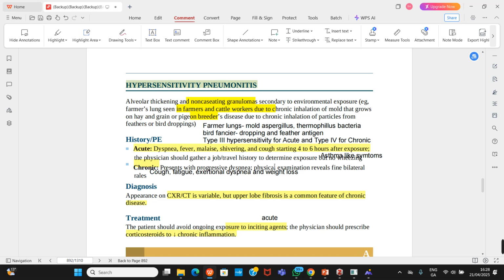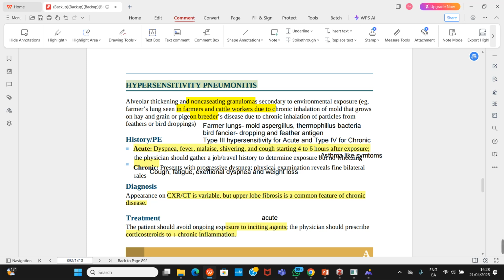So how will they present? They will present exactly like somebody with asthma. So once you see somebody presenting exactly like asthma, and you are doing pulmonary function test, and it is in keeping with restrictive defects, you already know what to pick. It's going to be hypersensitivity pneumonitis. Now, it can present like asthma, but they are not going to have wheezing. That's the only thing that will be different.